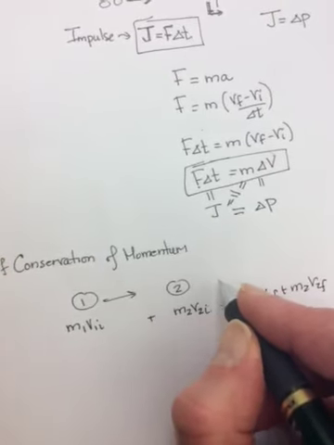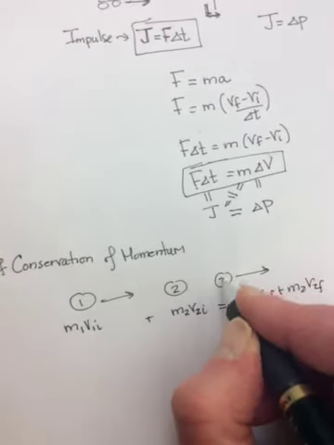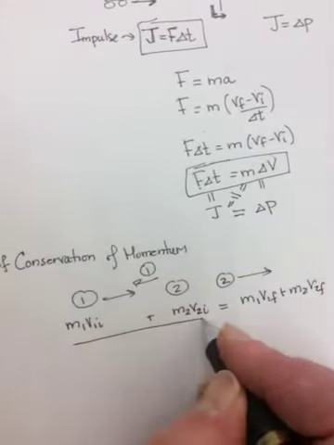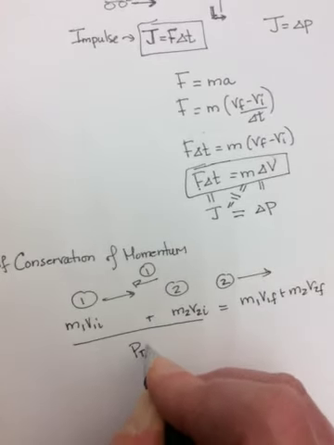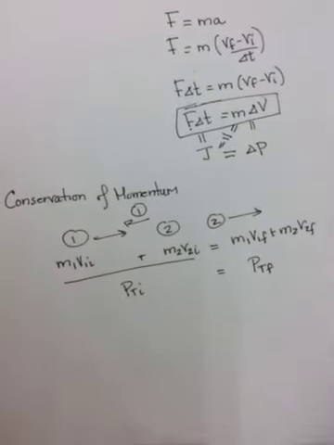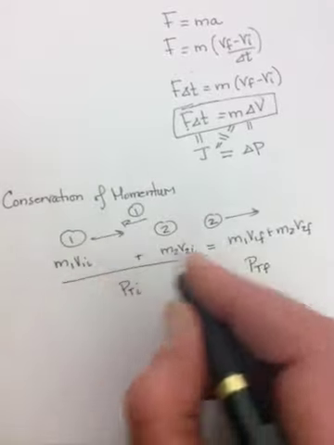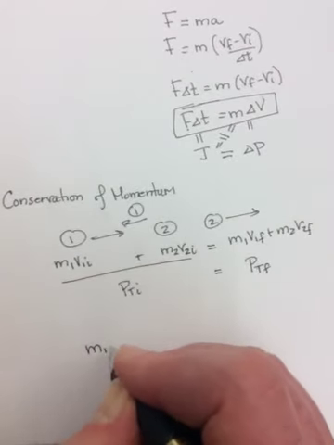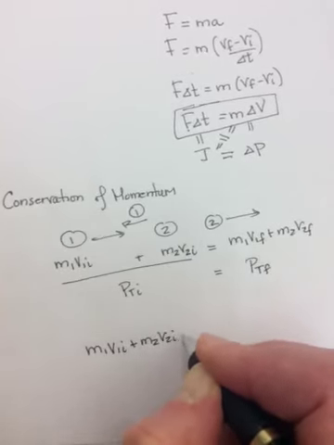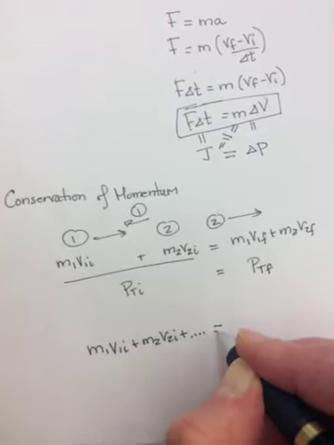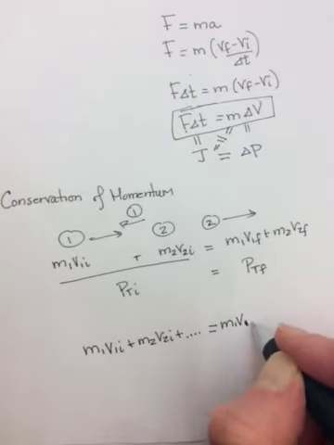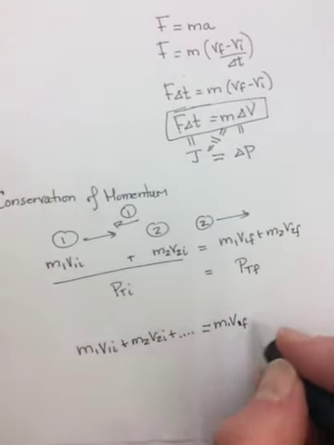So maybe after the collision, number 2 goes off this way and number 1 rebounds back. But in the end, the total momentum before, so the P total initial, must equal the total momentum after, the P total final. And in grade 11, our collisions were always in a straight line. So our conservation of momentum is m1v1 initial plus m2v2 initial, plus you might have 4 or 5 things colliding, so we'll put a dot dot dot in there. And if you have more objects colliding, you just fill in 3 and whatever. And if you don't, you just leave it with the first 2.